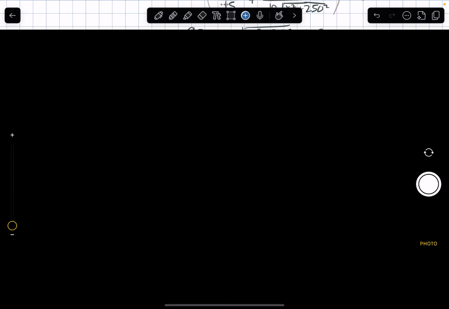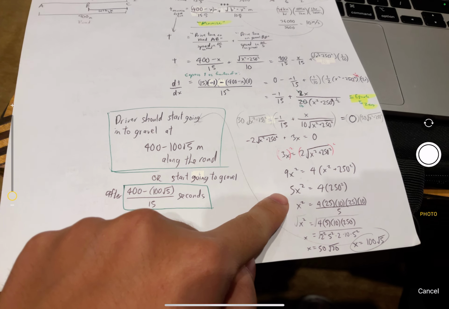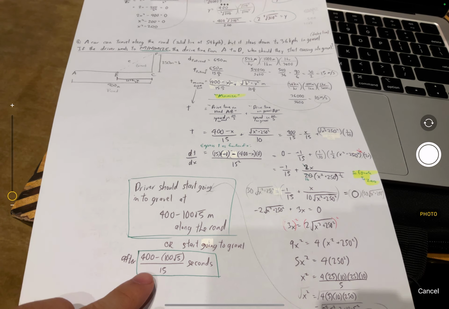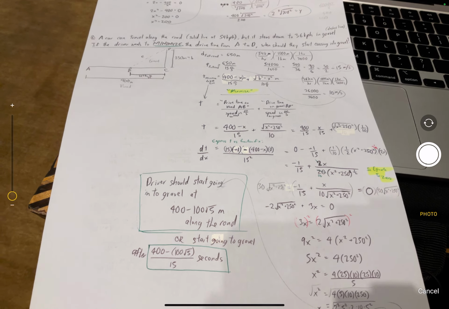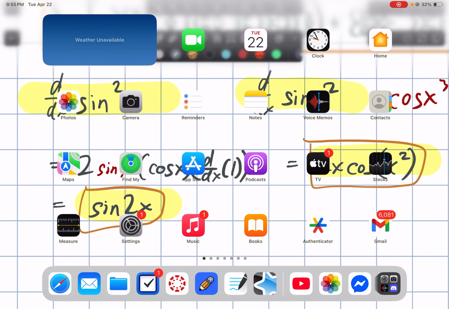This is the rest of the solution. So this is where we finished, and that's basically it for this question. So that's it. Thanks for watching.